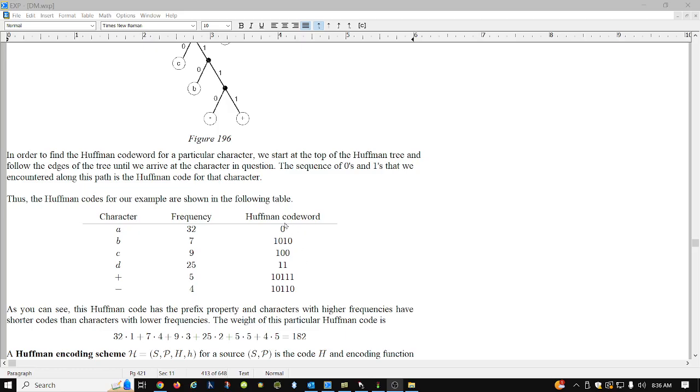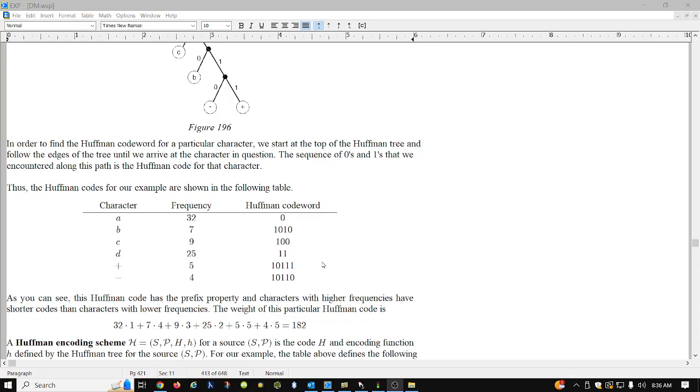Now, as you can see from at least this example, the Huffman code has the prefix property. Also, characters with higher frequencies, such as 32 and 25, have the shortest code words. And I computed the weight of this particular encoding scheme, although, as we've discussed before, the number 182 by itself means nothing. It only becomes meaningful when you compare it to the weight of some other code to see which is larger.